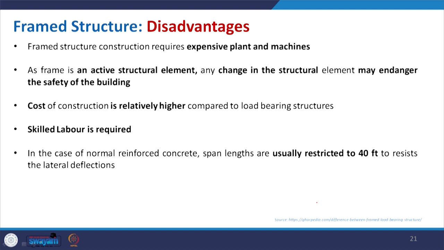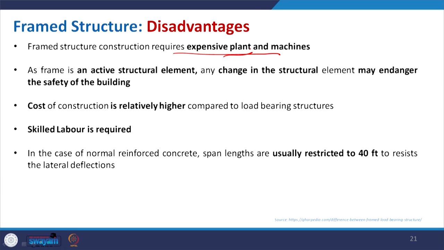Frame structure definitely requires some expensive plant and machines, because whenever you go for higher height, you need other equipment and machines to bring your material to the upper stories, such as different cranes and lifts. Those machineries were not much required for a load bearing structure because of the low height, which can be managed with minimal scaffolding. In this case, you need proper machinery to make your construction easy, and you also need to procure different kinds of material, with a constant supply of the material.